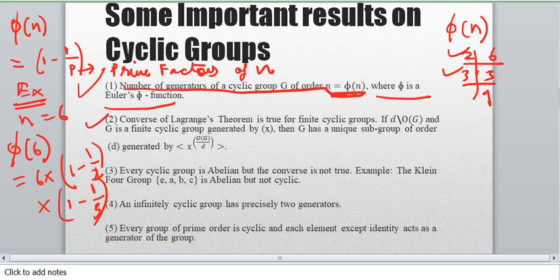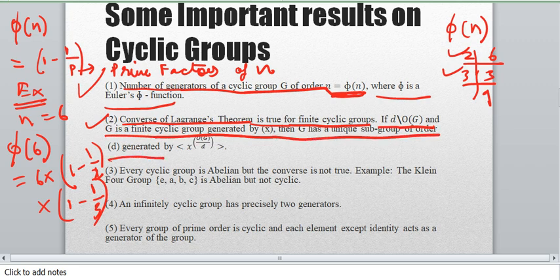What does the second one say? Converse of Lagrange's theorem. Converse, not the shoe that you wear. Don't think about Converse shoes. The converse of Lagrange's theorem is true for finite cyclic groups: if D divides the order of G, and G is a finite cyclic group generated by X, then G has a unique subgroup of order D generated by X to the power order of G divided by D.